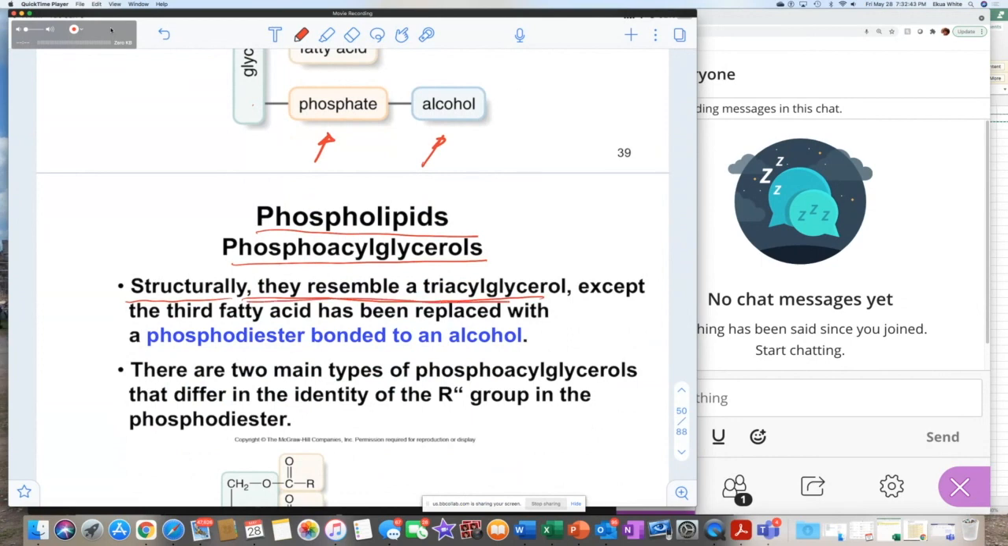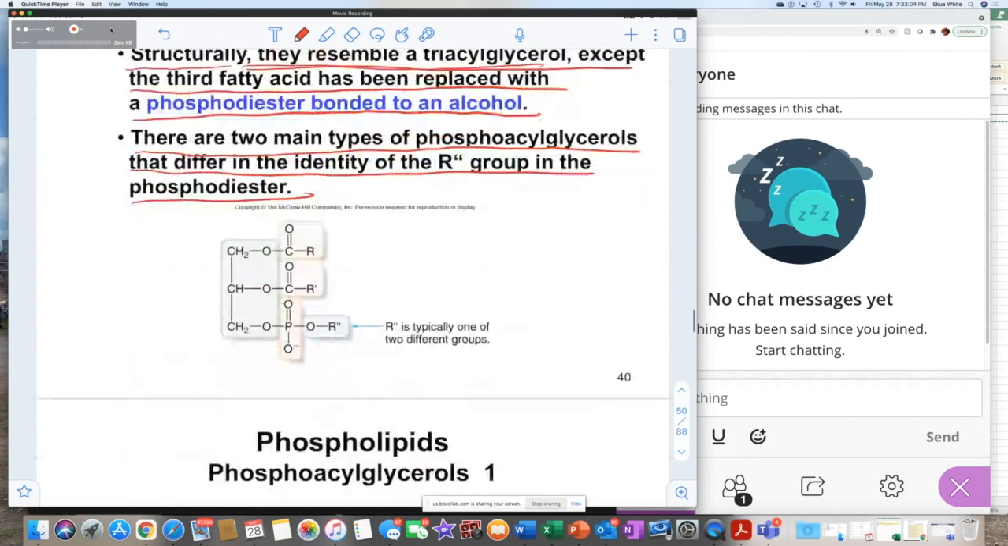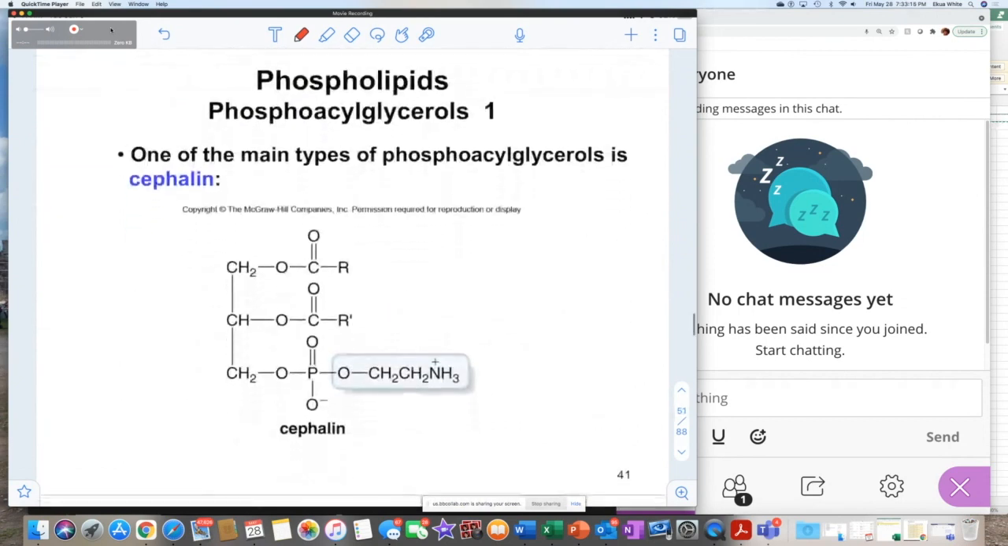Structurally they resemble triacylglycerol, except that the third fatty acid has been replaced with a phosphodiester bonded to an alcohol. So you have a phosphate using a phosphodiester bond, and this phosphate is bonded to an alcohol. There are 2 main types of phosphoacylglycerols that differ in the identity of the R groups in the phosphodiester. So this is showing the general form of the phospholipid, and we're told that there are 2 phospholipids, and the R groups is what makes them different. So let's go over here and see what they look like.